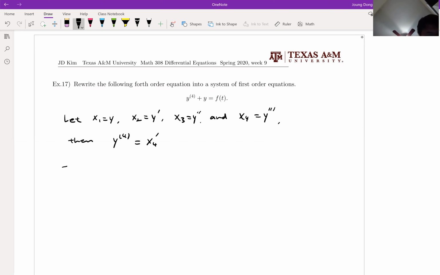Now, my 4th order differential equation can be transformed or converted into a system of first order differential equations, okay? Here we go. So y'''' will be replaced with x4 prime, and we define y as x1, and on the right hand side there's no change, okay?